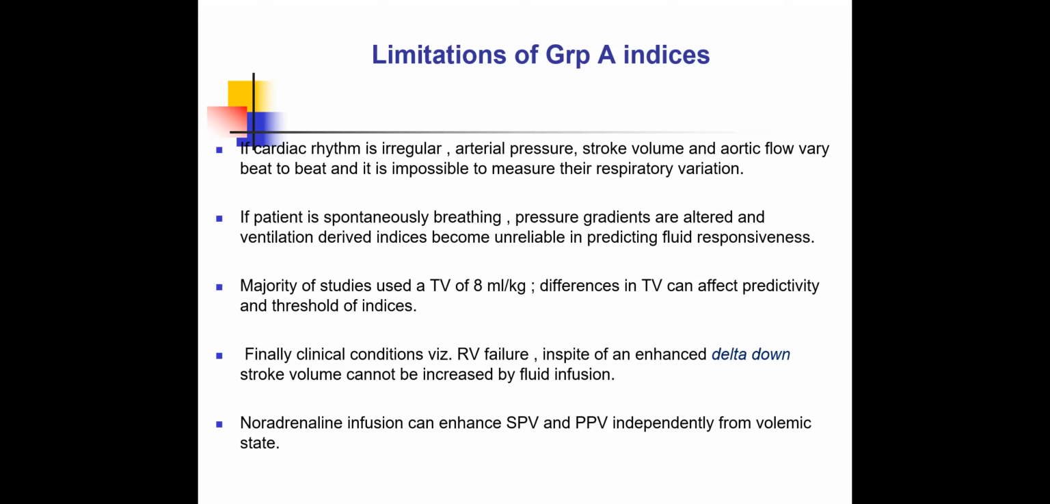Finally, in clinical conditions like RV failure, in spite of an enhanced delta down, stroke volume cannot be increased by fluid infusion because the RV is already failing. So there also it is a limitation. And noradrenaline infusion can enhance the systolic pressure variation and pulse pressure variation independently from volemic state. So that is also a limitation.